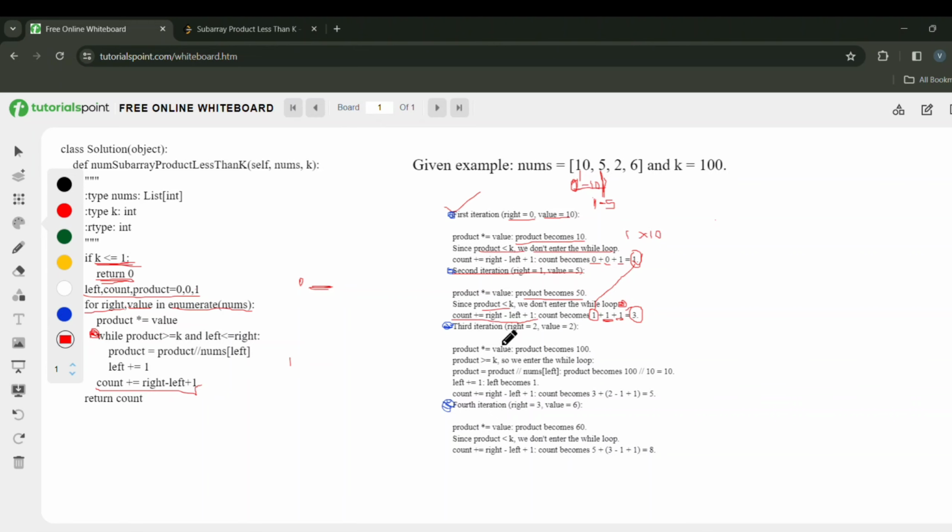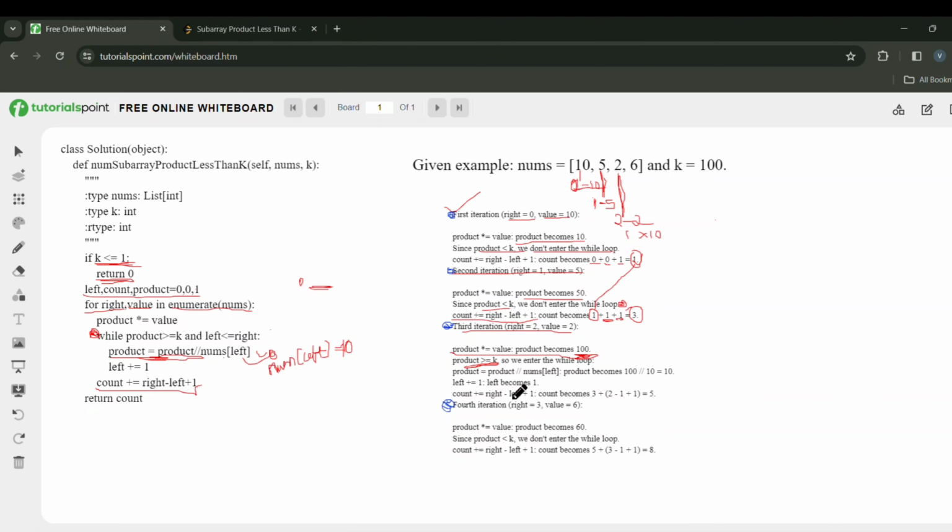In the third iteration, right is 2, value is also 2. The product will now become 100, as 10 into 5 into 2 is 100, which is not strictly less than 100, so we will enter the while loop. Product will now become product divided by nums of left. Nums of left here is 10, as left is 0, so 100 divided by 10 will be 10, so product now will be 10. Left will now be incremented by 1, so left now is 1.